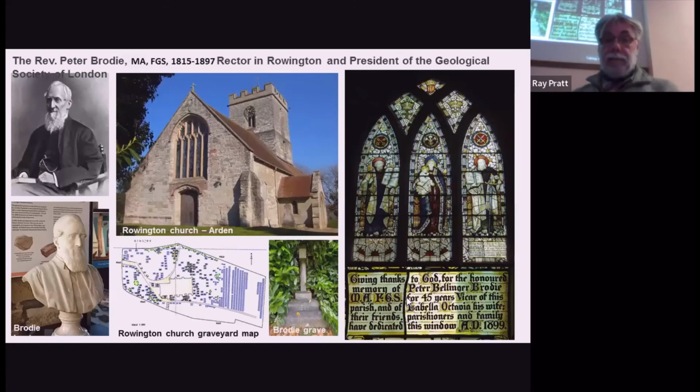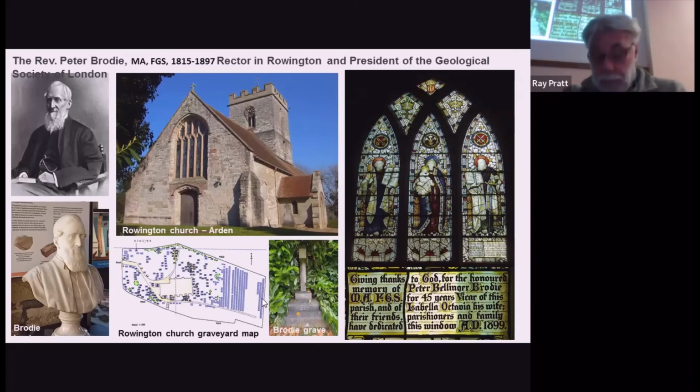Let's just quickly visit Peter Brodie. Another one of my heroes, who was the rector here in Rowington, in Warwickshire, and he was president of the Geological Society of London. Brodie is buried here in Rowington Church. His grave is just outside the church in front of it. He has this rather fine stained glass memorial window dedicated to him that was installed in 1899. And there's his gravestone, and there's his bust in Warwick Museum.